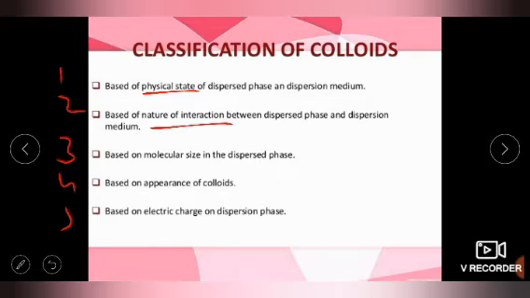Second is nature of interaction between dispersed phase and dispersion medium. Third is molecular size in the dispersion phase. Fourth is appearance of colloids, and fifth is electric charge of dispersion phase. Now pay attention, the next 5 slides are going to be the classification of these 5 types of colloids.